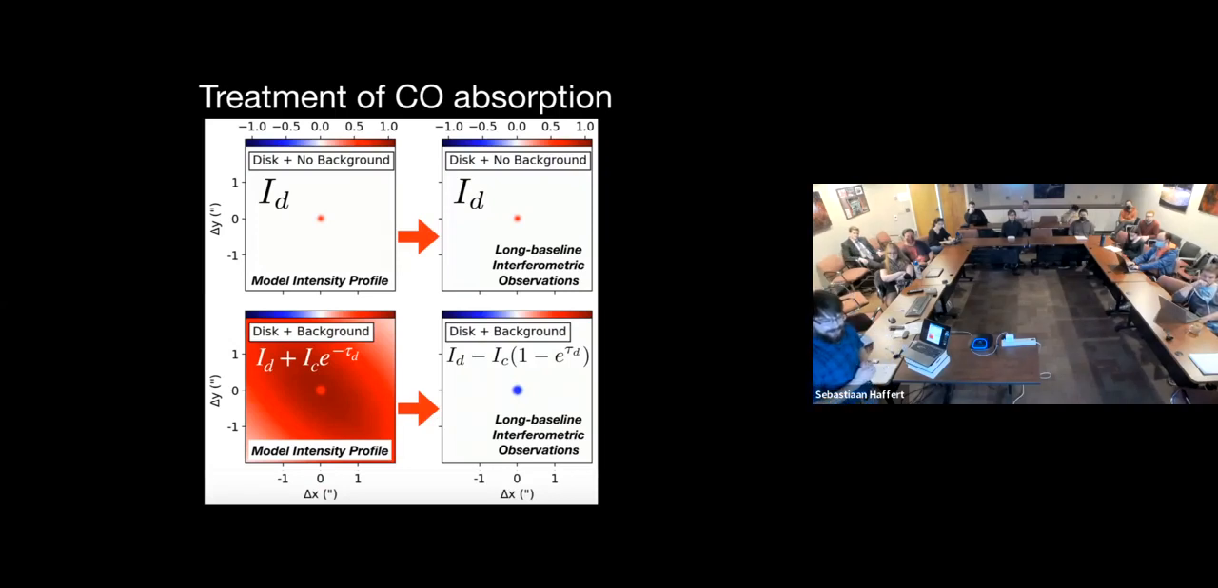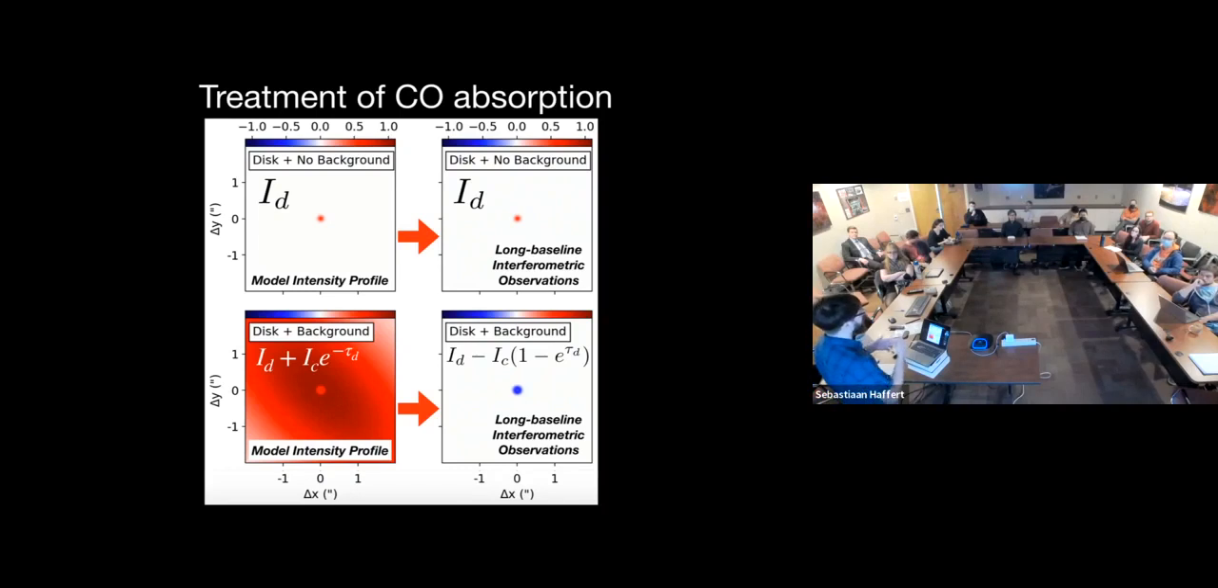But in the bottom row here, what happens is this extended background cloud emission gets spatially filtered out in the long baseline interferometric observations. And what you actually observe towards the position of the compact disk is not the intensity of the disk emission. Rather, it's the difference between the disk emission and disk attenuated spatially filtered background cloud emission. And when the background cloud is brighter than this disk, we see this negative absorption feature in our ALMA observations.